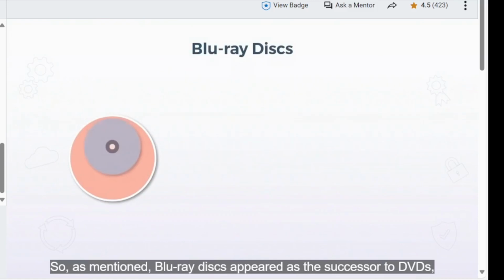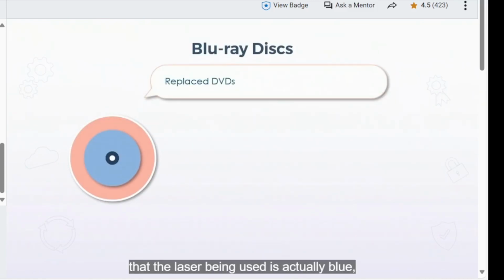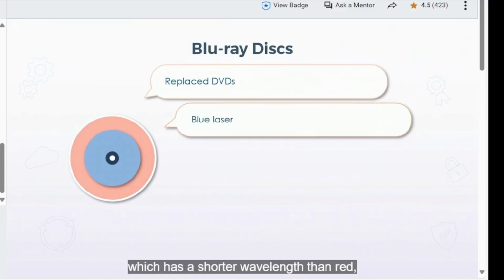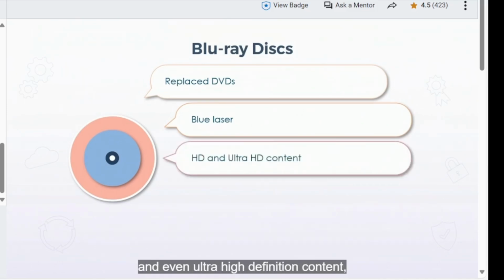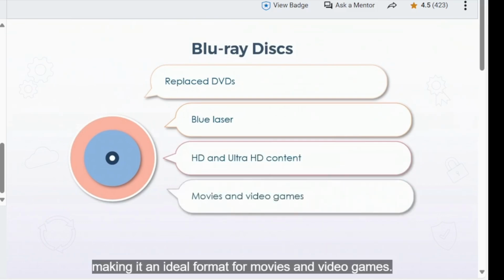So, as mentioned, Blu-ray discs appeared as the successor to DVDs, and their name is drawn from the fact that the laser being used is actually blue, which has a shorter wavelength than red, which is what was used with CDs and DVDs. So that shorter wavelength allows it to be more tightly focused, and once again, this translates into increasing the capacity over DVDs. In a double-layered format, a single Blu-ray disc supports up to 50 gigabytes, providing support for high-definition and even ultra-high-definition content, making it an ideal format for movies and video games.